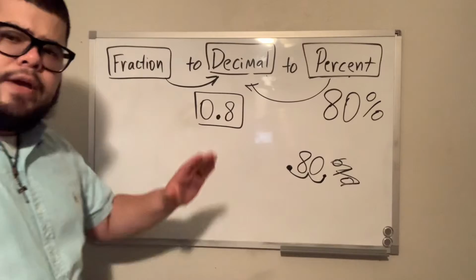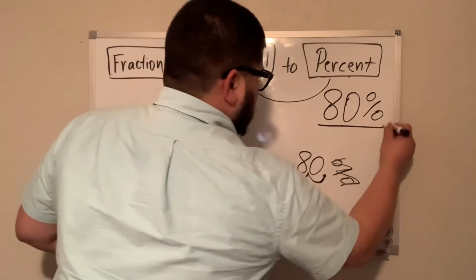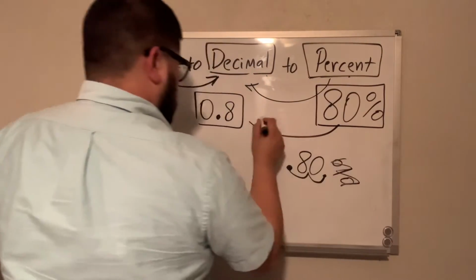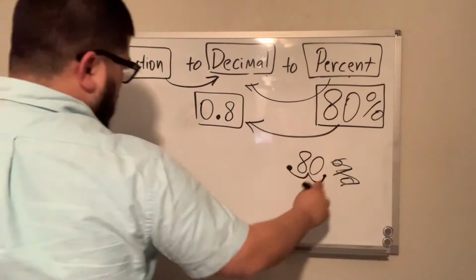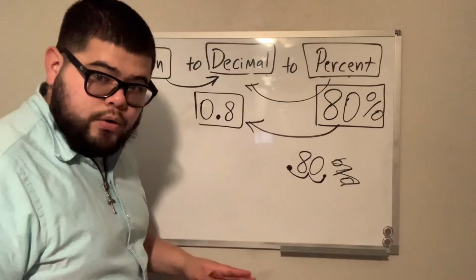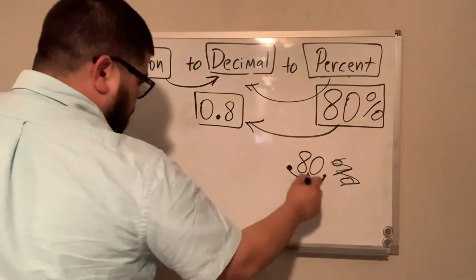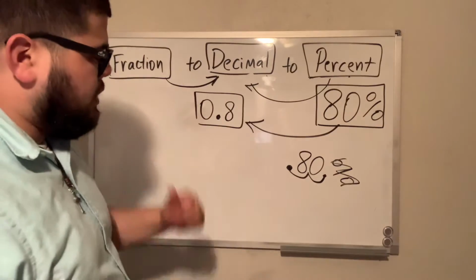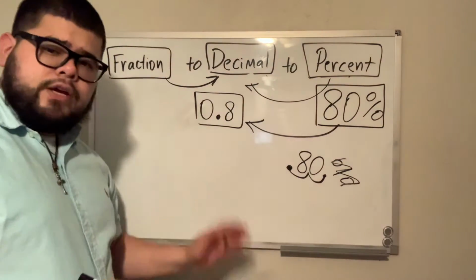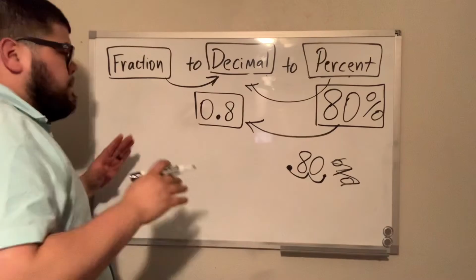0.8. So we converted from 80% to the decimal 0.8 by moving the decimal over 2 times, right? 1, 2. And that's how we convert a percent to a decimal.